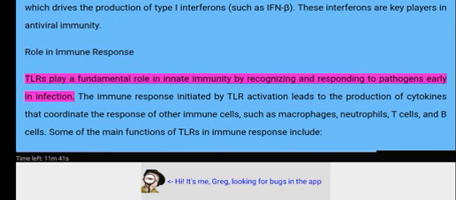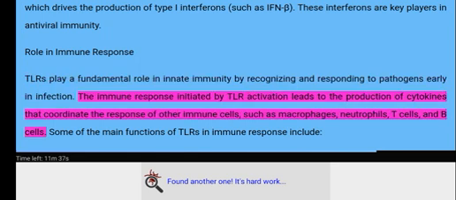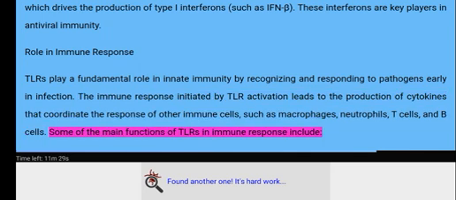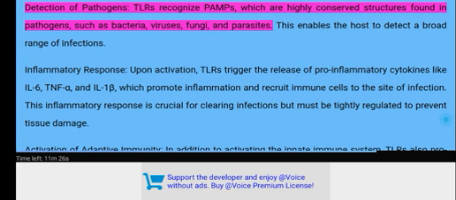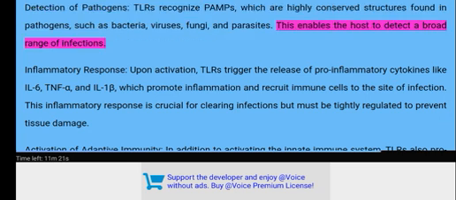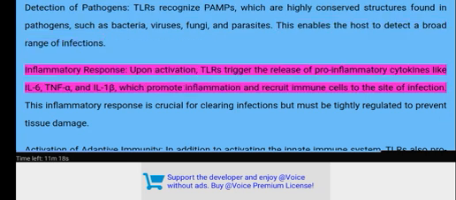Role in immune response. TLRs play a fundamental role in innate immunity by recognizing and responding to pathogens early in infection. The immune response initiated by TLR activation leads to the production of cytokines that coordinate the response of other immune cells, such as macrophages, neutrophils, T cells, and B cells. Some of the main functions of TLRs in immune response include detection of pathogens. TLRs recognize PAMPs, which are highly conserved structures found in pathogens, such as bacteria, viruses, fungi, and parasites. This enables the host to detect a broad range of infections.